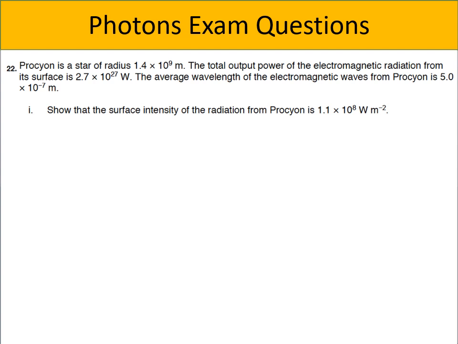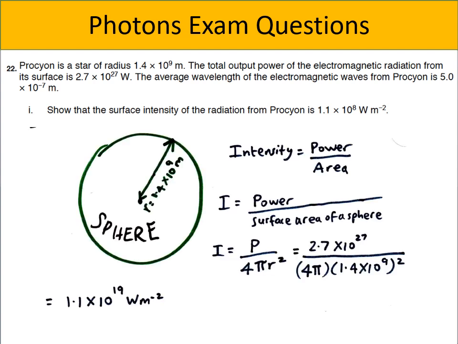watts per meter squared. We know that we're talking about a sphere, which has a radius of 1.4 times 10 to the power 9 meters, and we know that intensity is equal to power divided by area. In this case, the area we're talking about is the surface area of a sphere. So the intensity is equal to the power divided by the surface area of the sphere. The surface area of a sphere is 4 pi r squared. So I is equal to P over 4 pi r squared.